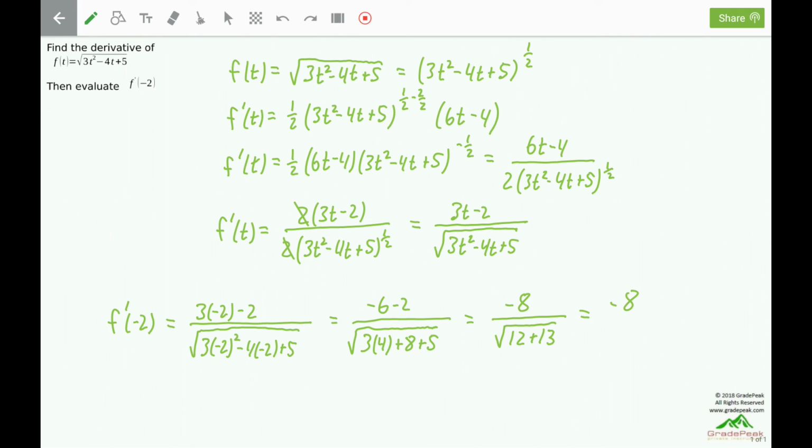So we end up with a negative 8 over the square root of 12 plus 13 is a 25. 25 is a perfect square. We have negative 8 over the square root of 25, which is a 5. 8 and 5 can't reduce any further. Negative 8 over 5.